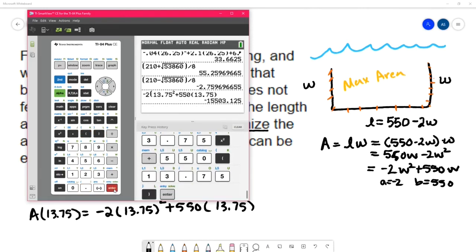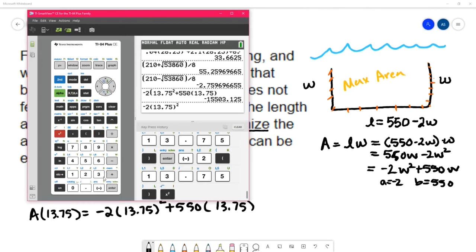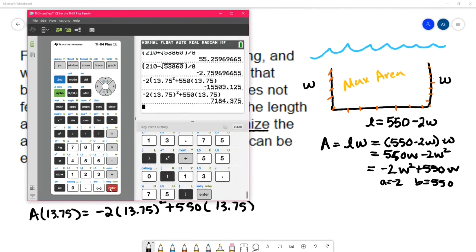So we have a mistake in how I calculate it. Let me do that over again. I have this extra parenthesis here. So negative 2 times 13.75 squared plus 550 times 13.75. So our maximum area would be 7,184.375. So 7,184.375.